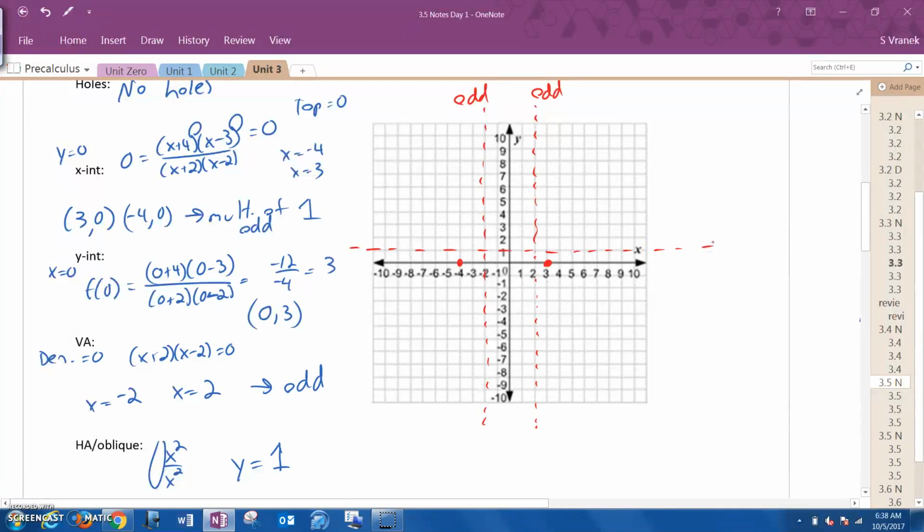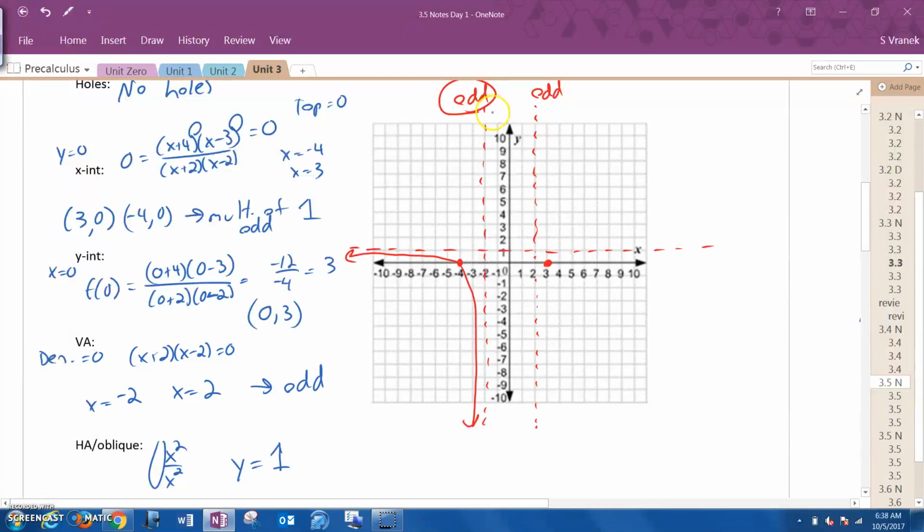So, based on this information, since it's crossing here but it's going to end up there, it's going to look something like this on this side. And since it's crossing, it's going to go down to this vertical asymptote. Since it's odd, that means that on the other side of this line, it has to start up here.